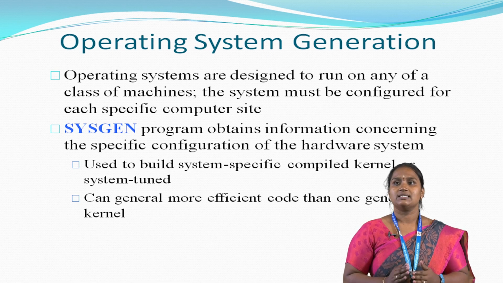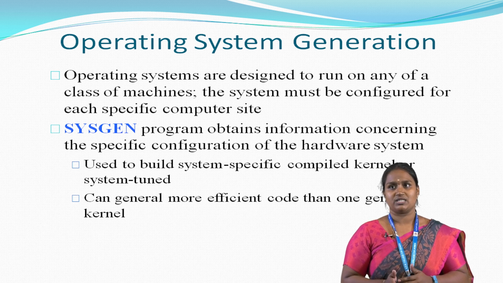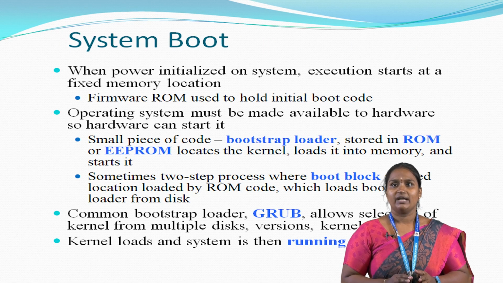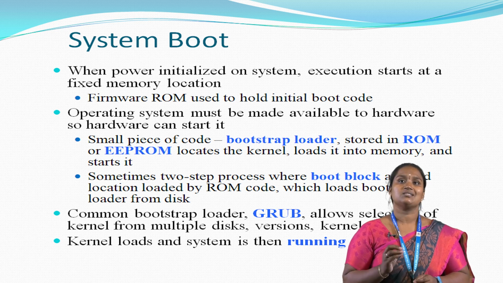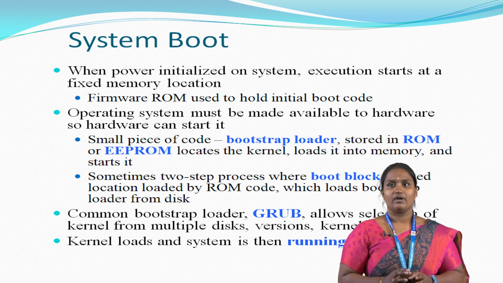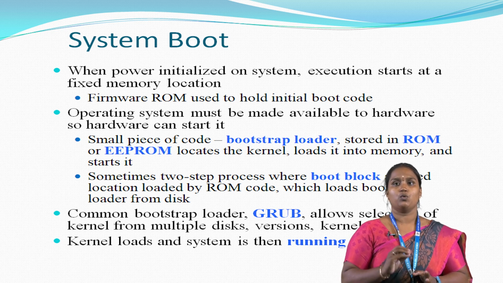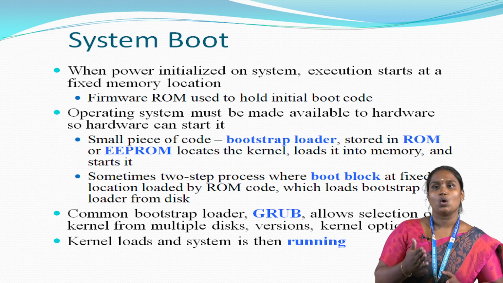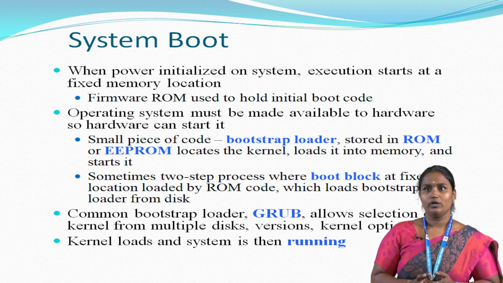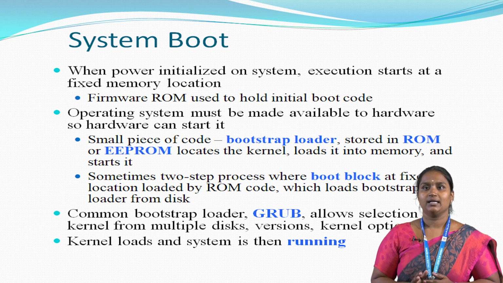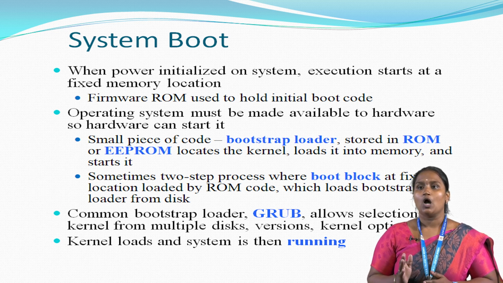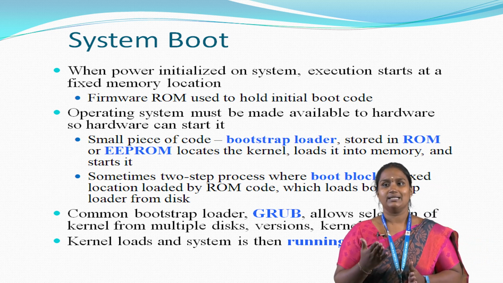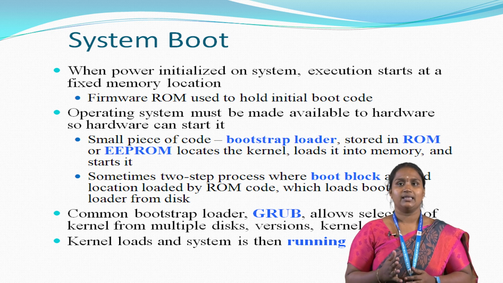Generation: operating systems are designed to run on any of a class of machines, so the system must be configured for each specific computer site. System boot: when power is initialized on the system, execution starts at a fixed memory location. Firmware ROM is used to hold the initial boot code. The operating system must be made available to hardware so the hardware can start it. A small piece of code, the bootstrap loader, is stored in ROM or EPROM and locates the kernel. ROM and the bootstrap loader allow the selection of the kernel from multiple disks. The kernel is loaded and the system is then running.